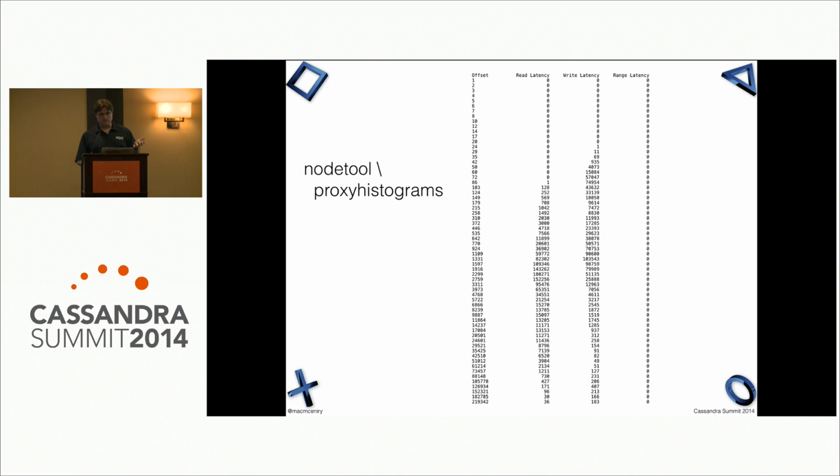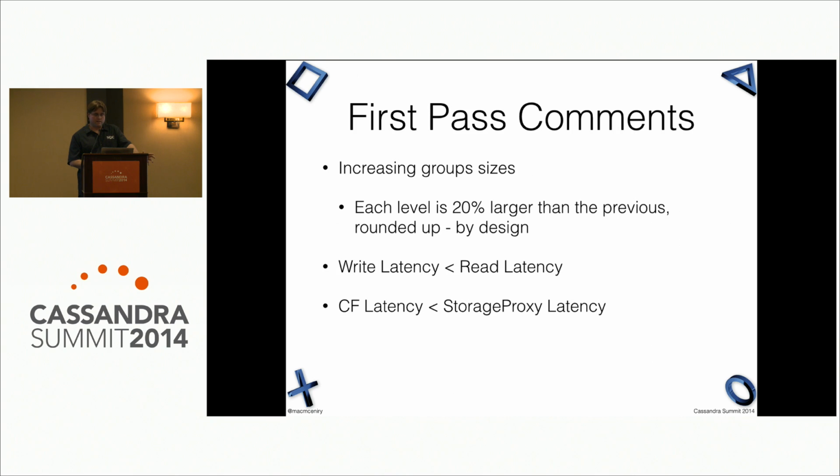The storage proxy doesn't look very different. Again, you've got read and write latencies and then range latencies. And I'll admit, I'm not a range person, so you'll notice that a lot of my data here shows up with a bunch of goose eggs for the ranges. So this is kind of a first pass. This is what a lot of people have seen. What have we looked at?